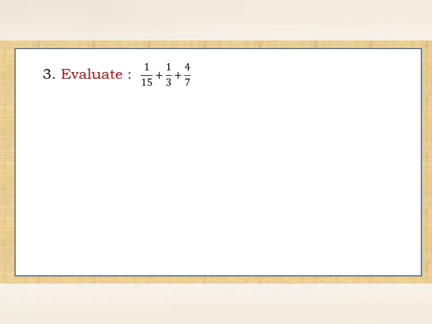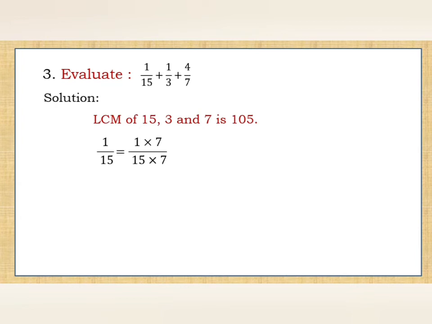The next problem, evaluate 1 by 15 plus 1 by 3 plus 4 by 7. The first step, we have to take the LCM of the denominators. The LCM of 15, 3 and 7 is 105. Now we can convert each fraction to have the denominator 105. First, 1 by 15. For this, we can multiply and divide it by 7. We get 7 by 105.